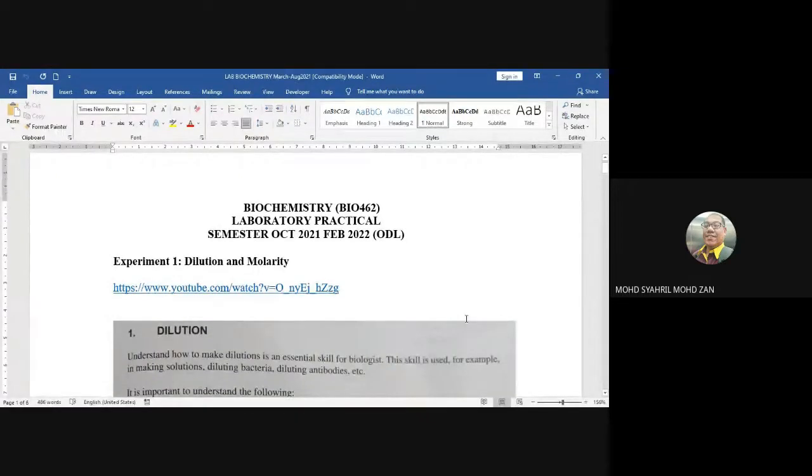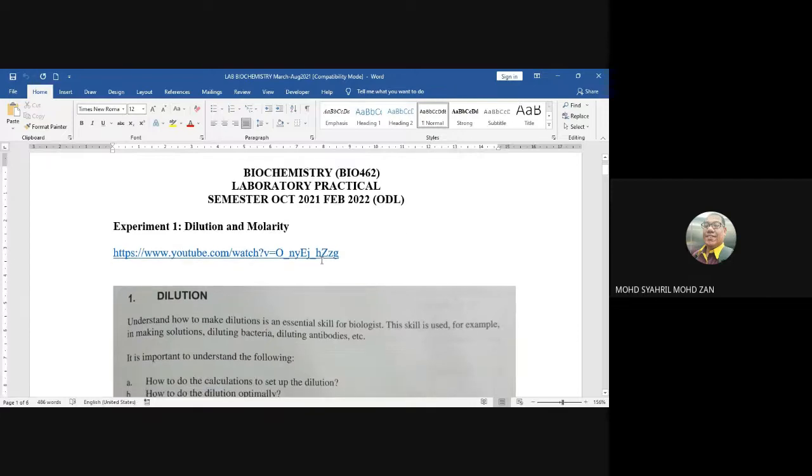Alright, so semua student nampak tak kertas ni? Alright, so kalau nampak, okay, please ignore the letterhead dia, okay, lab biochemistry March August dia. Okay, yang penting adalah semester October 2021 to February 2022. Alright, so this material ada dalam awak punya course content. Alright, so boleh buka dan awak boleh ambil.